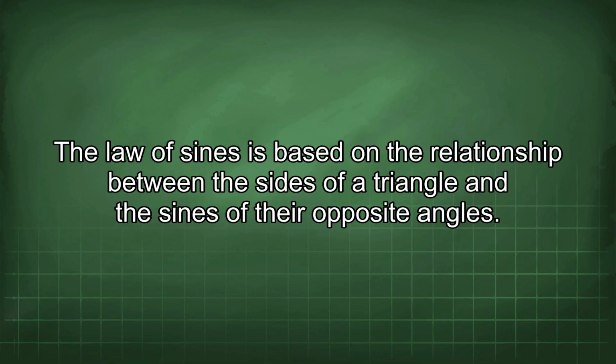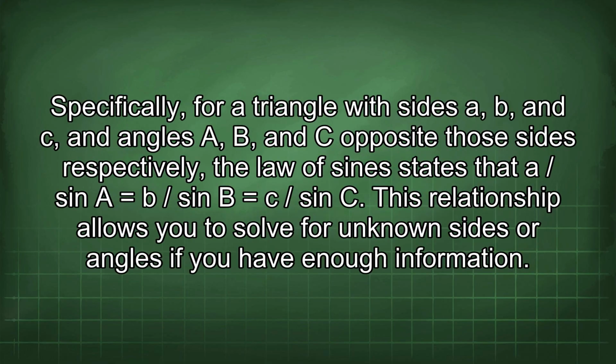The law of sines is based on the relationship between the sides of a triangle and the sines of their opposite angles. Specifically, for a triangle with sides a, b, and c, and angles A, B, and C opposite those sides respectively, the law of sines states that a/sin A equals b/sin B equals c/sin C. This relationship allows you to solve for unknown sides or angles if you have enough information.